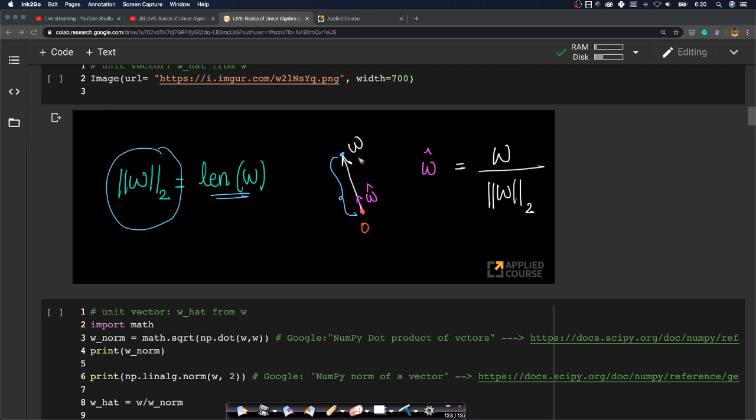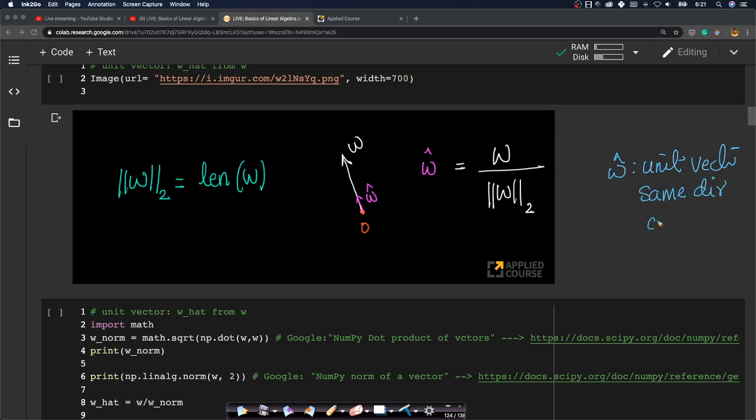Or you take the Euclidean distance between this point and this point. That's also written as the L2 norm of W. We have discussed how to compute this. Now, given this W, if I want to get a W hat, which is a unit vector in the same direction as W, look at our previous definition.